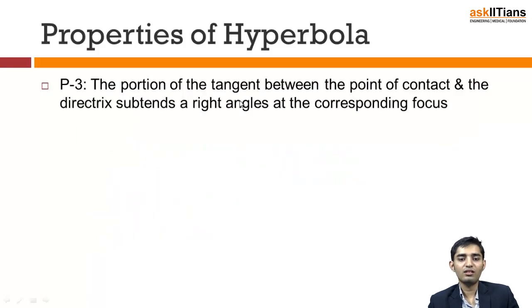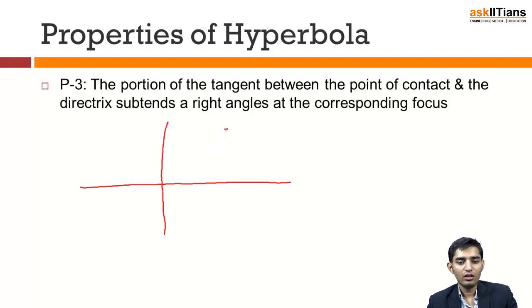Now the third property is the portion of the tangent between the point of contact and the directrix subtends a right angle at the corresponding focus. What does this mean? Suppose this is the hyperbola, and here there is a directrix. If I draw a tangent at any particular general point, right?